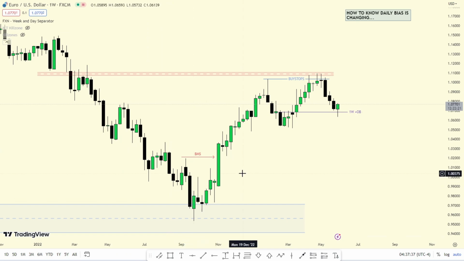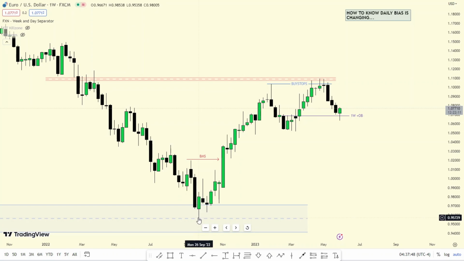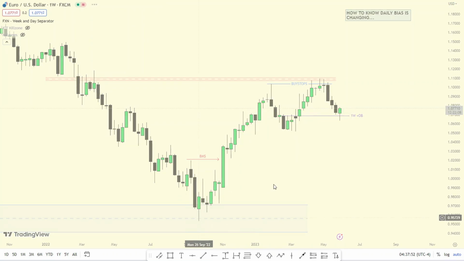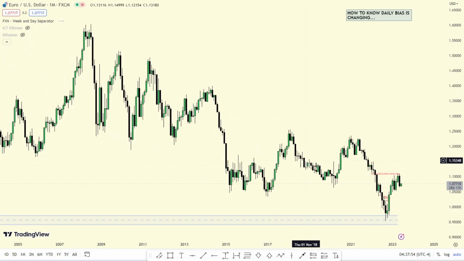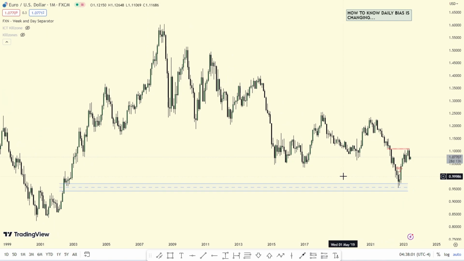So these are the key things that you need to look out for to know that the bias has changed. First of all, that key objective has been hit. Second of all, there's some form of liquidity that has been taken out. If I go to the monthly chart, you can see in that objective we had some form of liquidity back here, which was taken out. So that is the first key thing that you need to see, the key objective being hit. And another thing you want to look at is that the liquidity has been taken out.